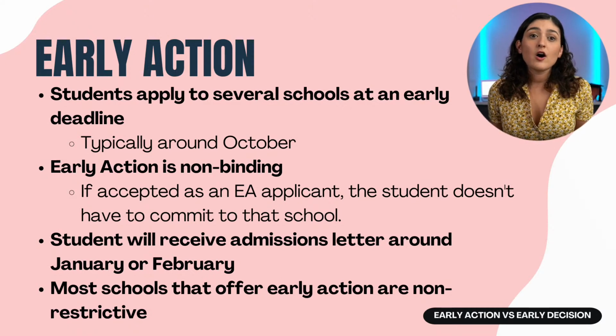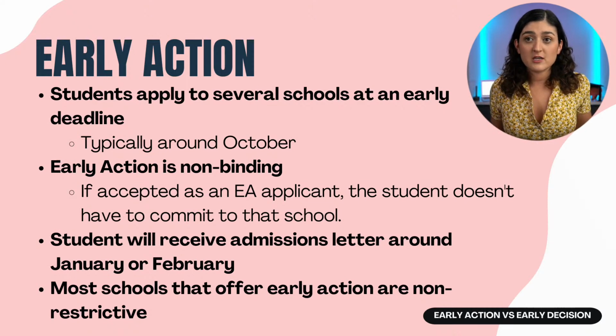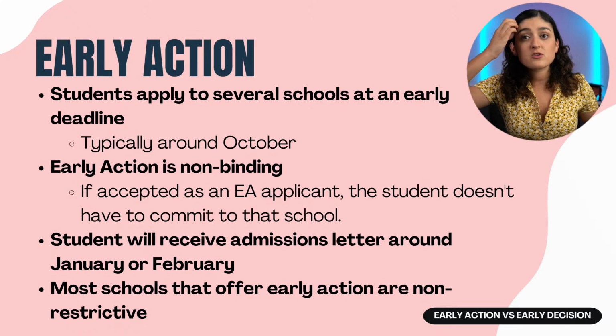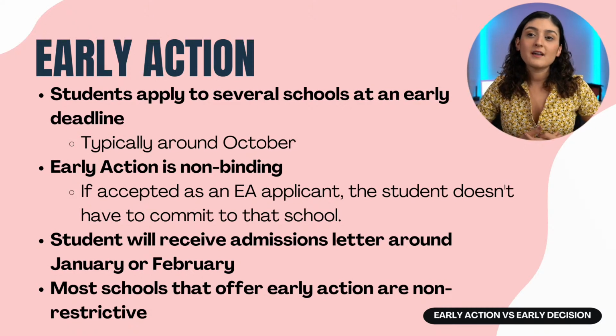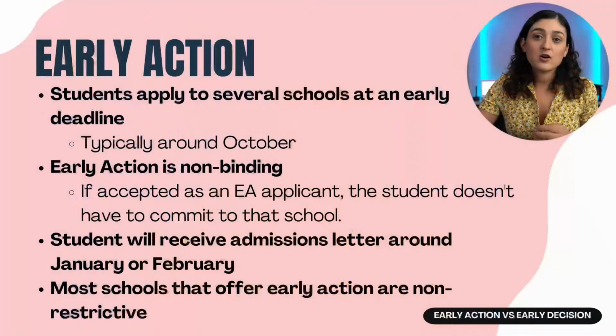Students don't have to commit to the institution. So if accepted as an early action applicant, the student does not have to commit to that school. They can choose to apply to different schools and then give the school a response by May 1st, which is usually the decision deadline when a lot of schools ask students to let them know whether or not they are attending that institution. Decision day did change for the past couple of years because of COVID, but it's always May 1st. Who knows what it's going to be like this year, but it's usually around May 1st. So if the student is applying early action, they don't have to commit to that school. They can continue to apply to other institutions and give them a decision by May 1st.